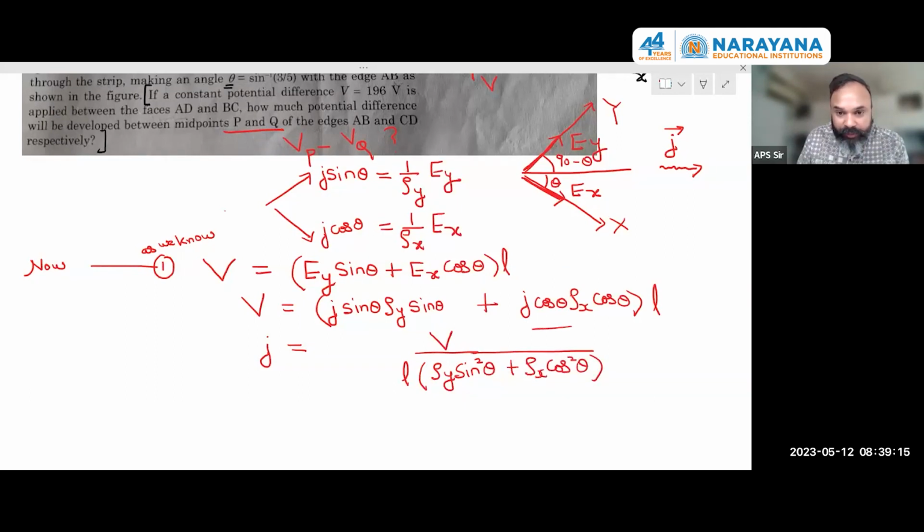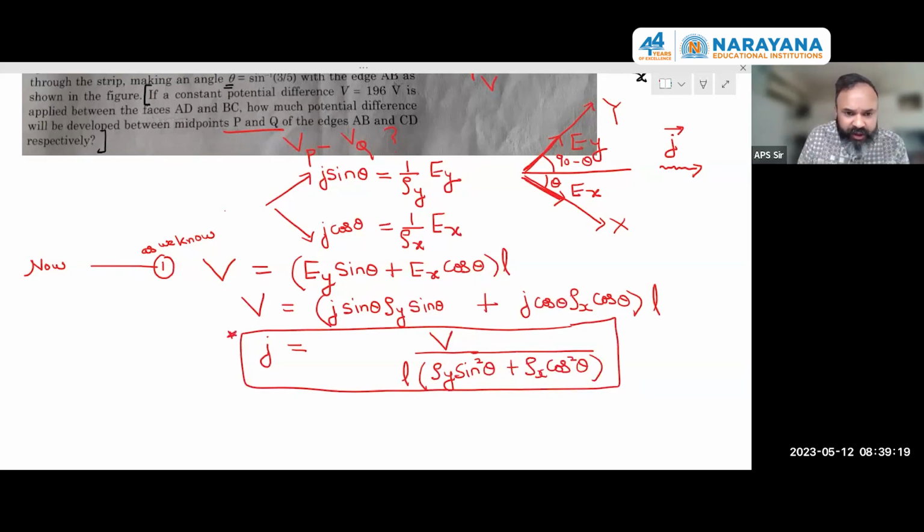So what I did, I used the very fundamental equation that potential difference is equal to, if fields are constant, I just took their components along that direction, and I say it is the net field along the direction, which is along the normal to the two faces, multiplied by the distance. I got the value of J.